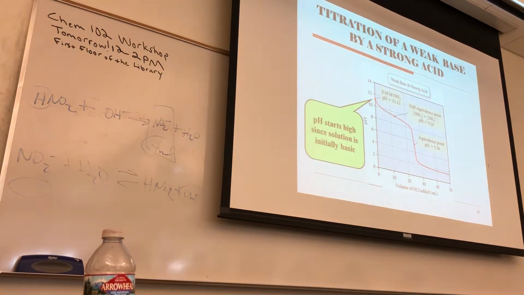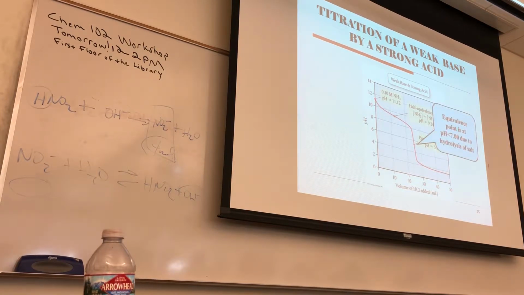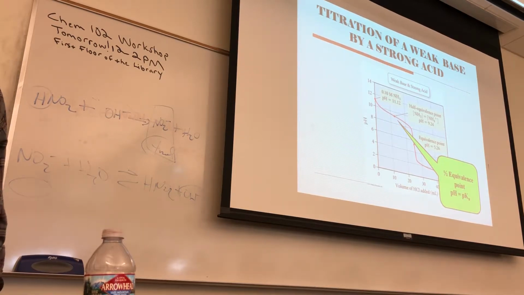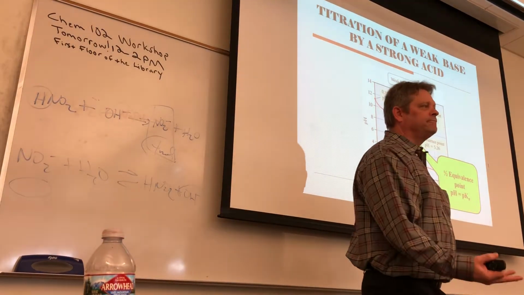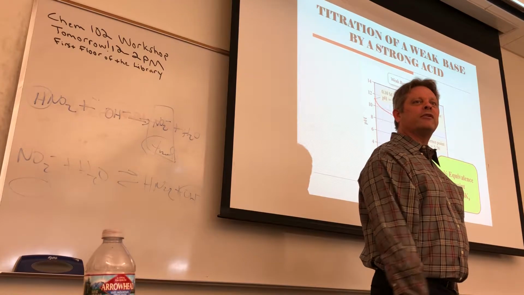Okay. pH starts higher, obviously. Equivalence point is less than 7 because of the hydrolysis of the salt. And at the half equivalence point, pH equals pK. Just the inverse, it's the exact opposite. So of course I'm going to ask some kind of question where you have to identify different parts on here, some kind of a multiple choice or whatever.